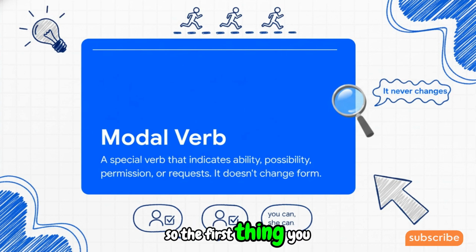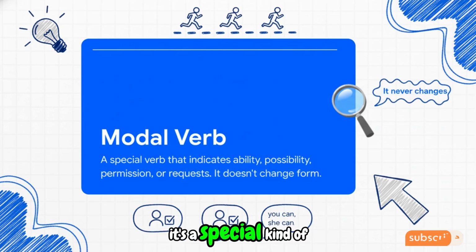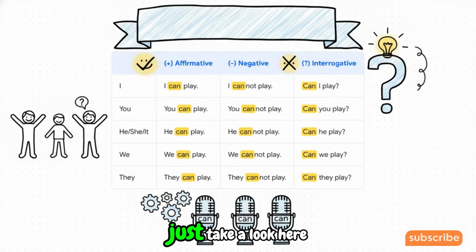Okay, so the first thing you need to know is that can is what's called a modal verb. Now, don't let that fancy grammar term scare you off. All it really means is that it's a special kind of helper verb, and its number one feature, it never changes. I can, you can, she can, it's always just can. Easy, right? Just take a look here.